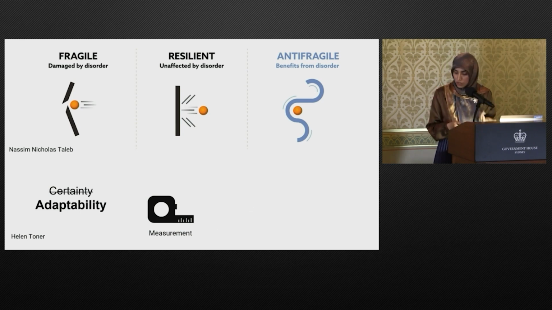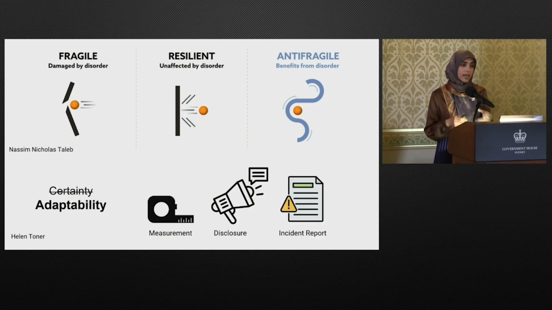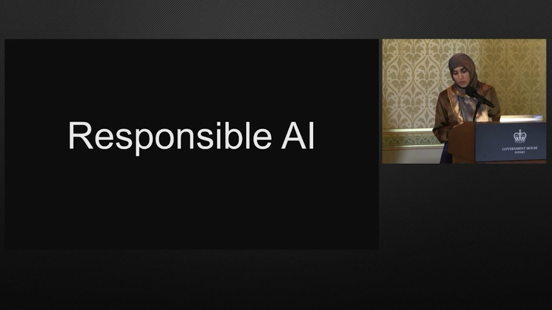We would be able to measure the impacts of AI. We would have disclosure and audit what companies are doing in the context of AI, and have incident reports. And I finish with one note: there is no way to not embrace AI. We need to embrace AI, but responsibly.